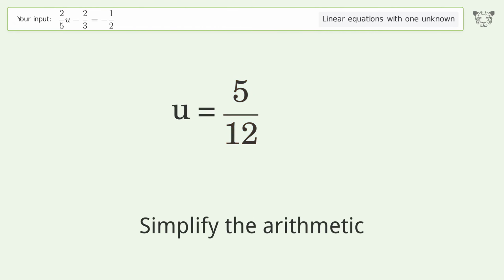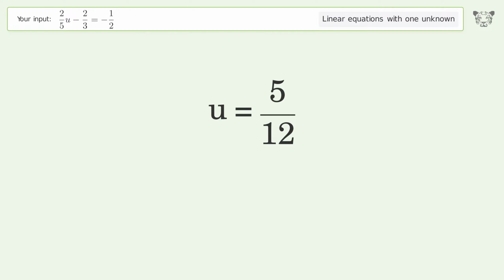And so the final result is u equals 5/12.